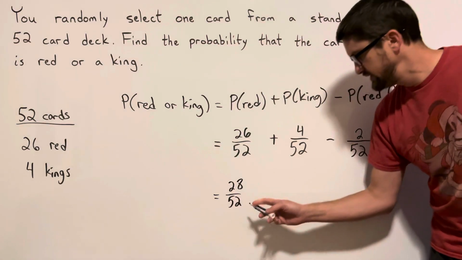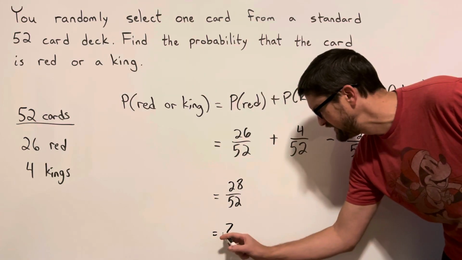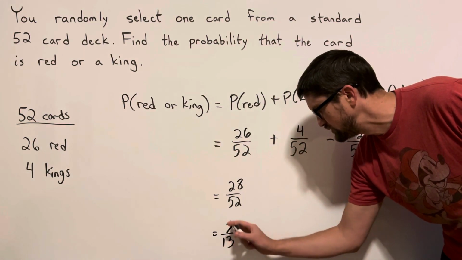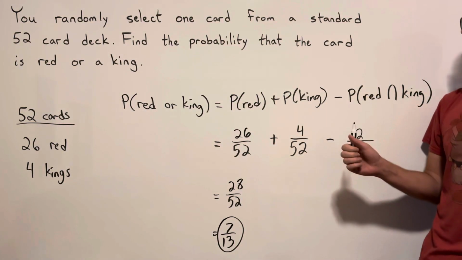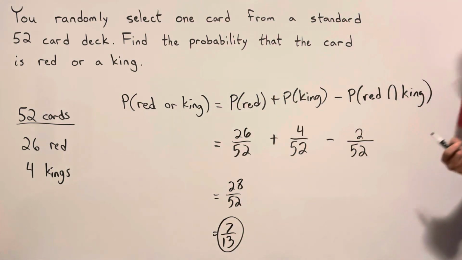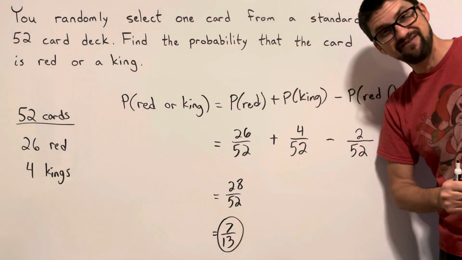4 goes into both of these. 4 goes into 28 7 times. And 4 into 52 13 times. So the probability when we select one card randomly from a deck, the probability that it's red or a king is going to be 7/13.